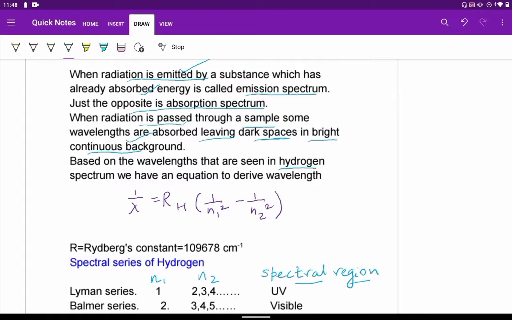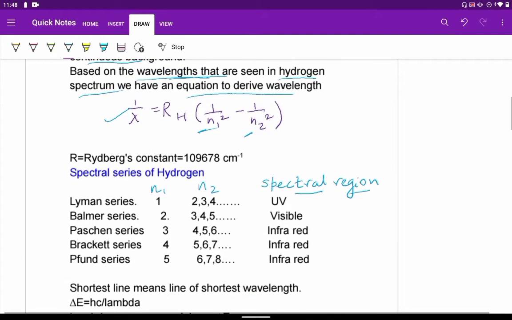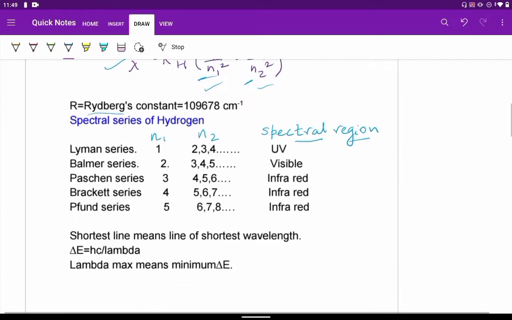Now in case of hydrogen spectrum, based on the wavelengths that are seen, we can have an equation. The equation states 1 by lambda is RH into 1 by n1 square minus 1 by n2 square, where n1 is the lower energy state and n2 is the higher energy state. In this equation, RH is Rydberg's constant, whose value is 109678 centimeter inverse. Depending upon the higher energy level from which the electron is jumping back to the lower energy level, we have some series of lines.